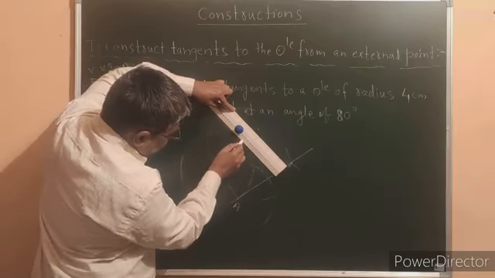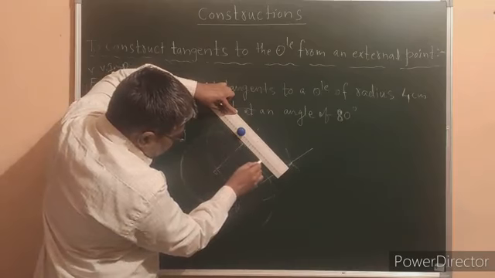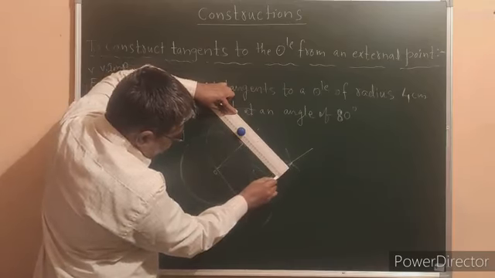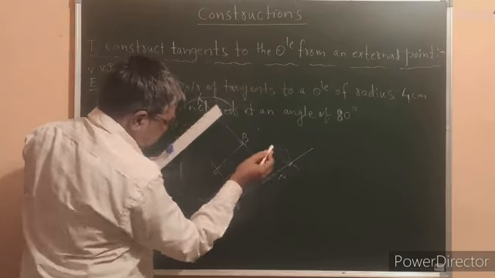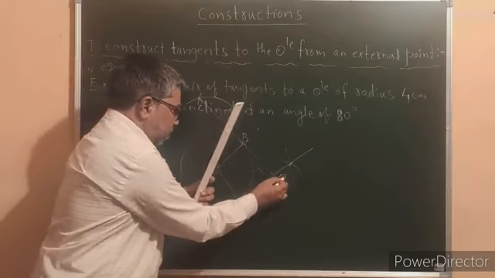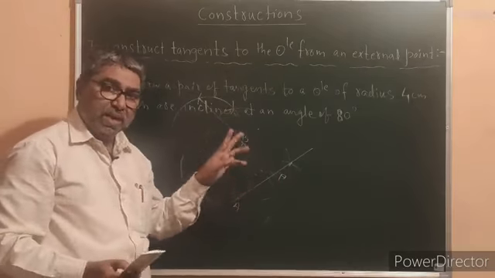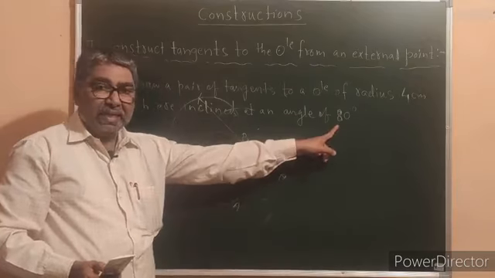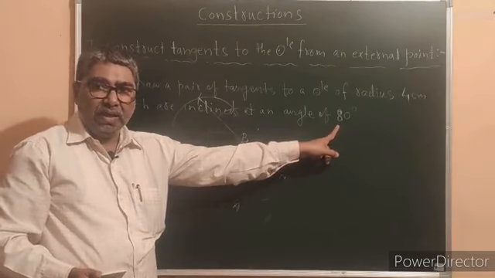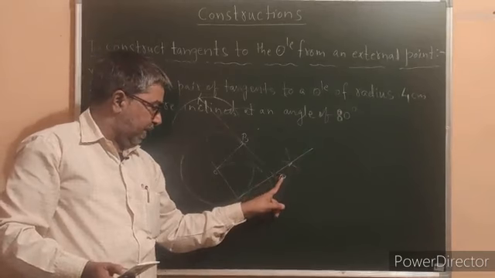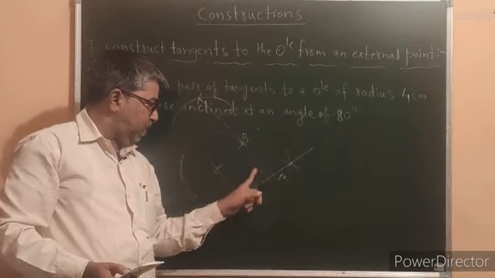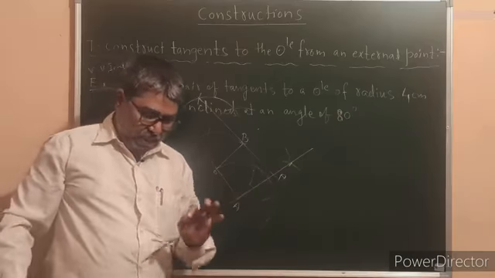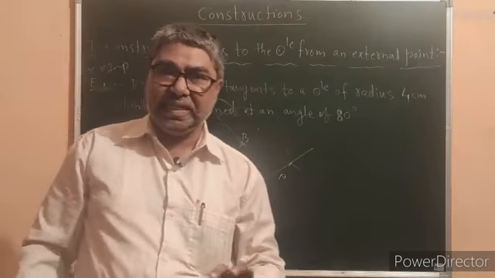You extend this tangent to meet the first tangent at point P. So this is point P. PA and PB are the two tangents which are inclined exactly at an angle of 80 degrees. If you measure this angle, that is angle APB or BPA, you will get 80 degrees.